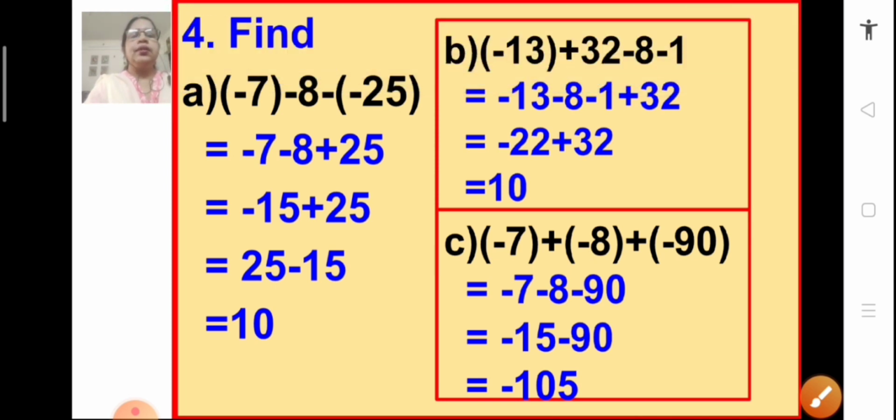Children, this is the end of the chapter integers. A few problems which were left from the exercise were very simple and the same kind of problems which we have explained here. So you have to solve them as your homework. Thank you.